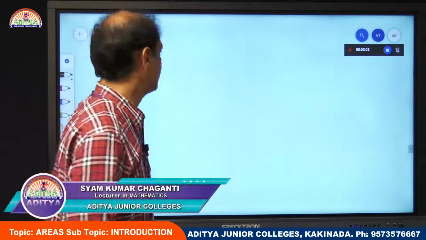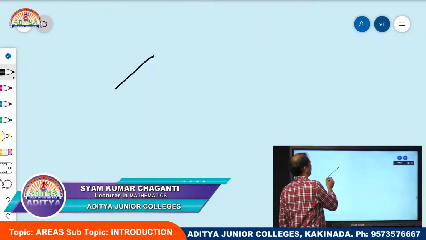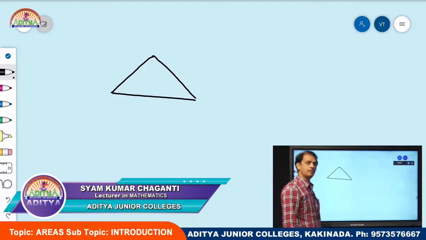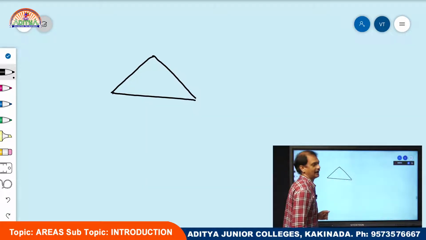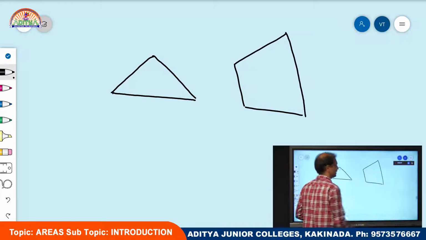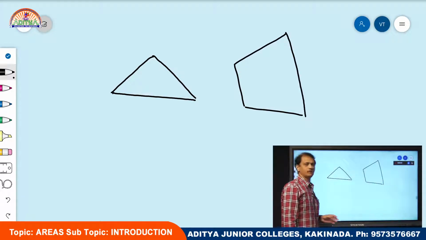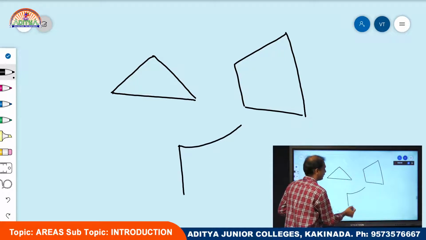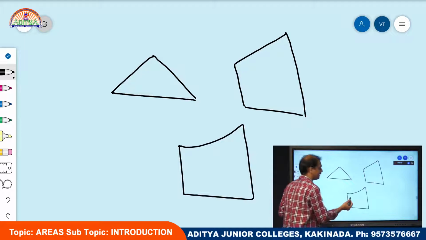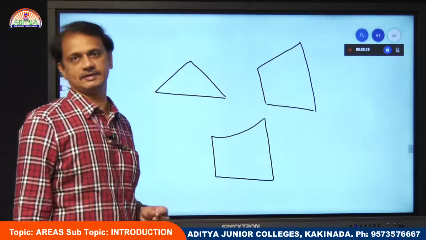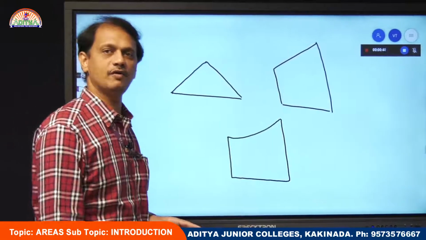In lower classes we studied how to calculate the area of bounded regions which are bounded by 3 line segments, that is a triangle, and bounded by 4 line segments, called a quadrilateral. For those we have formulas. Suppose a region is bounded by a curve and the remaining are line segments, how can we calculate the area under this curve? This is nothing but a simple application of definite integral.